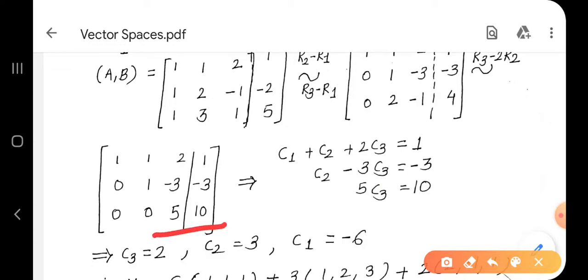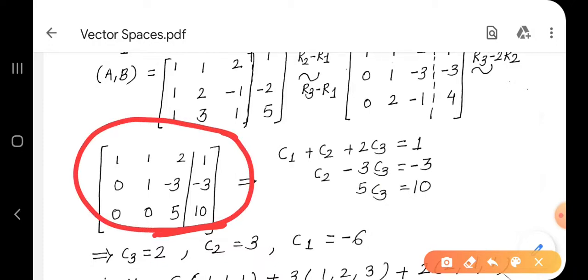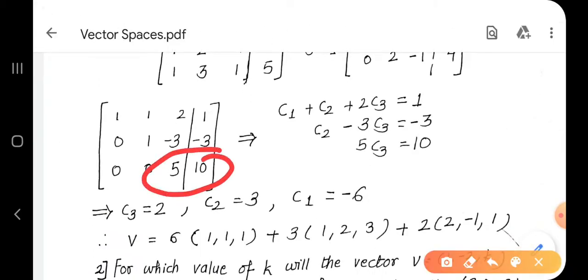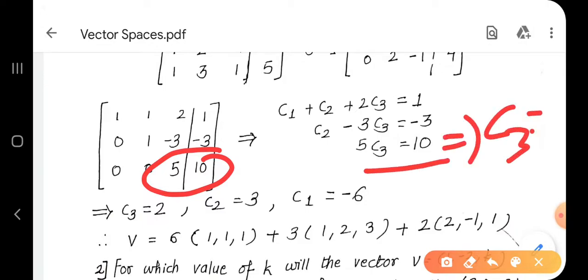So I get here rank of A equal to rank of AB. So the system is consistent and is equal to the number of unknowns, 3. Therefore it has a unique solution. So find that unique solution here. You will get the values of C1, C2, C3. From the third equation, 5 C3 is equal to 10. You will get C3 is equal to 2.